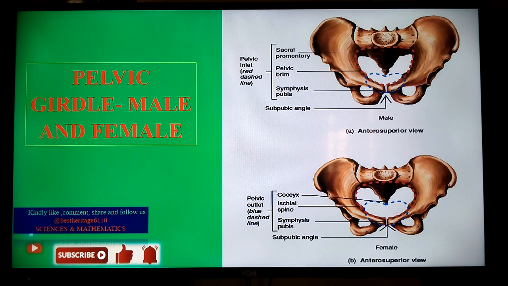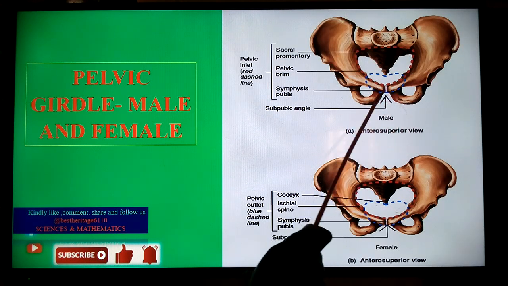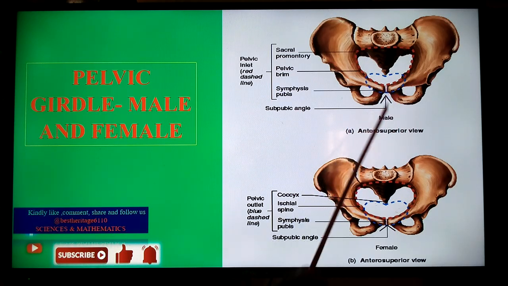Therefore we are going to mark that as one of the differences in features, whereby we're going to see that in males the subpubic angle is less than 90 degrees, whereas in females this is pronounced and more than 90 degrees, respectively.